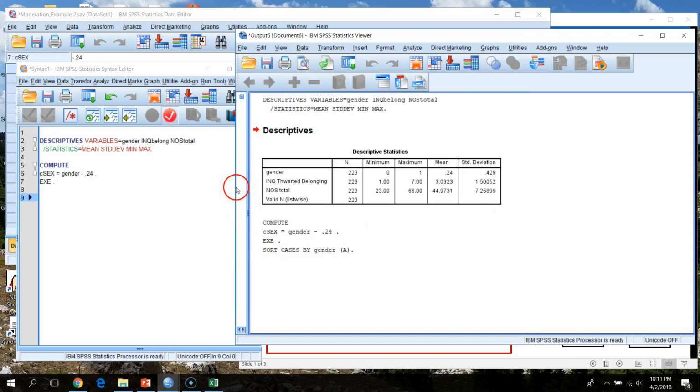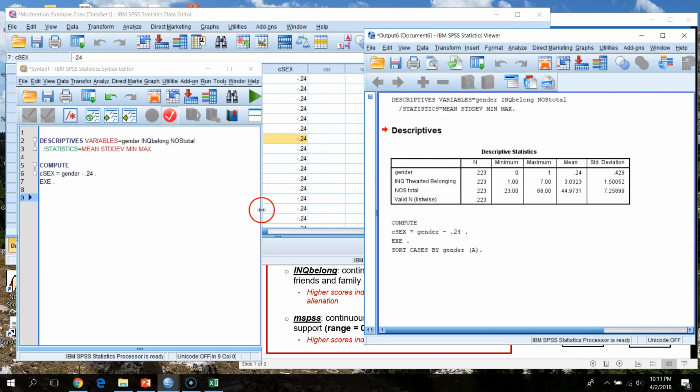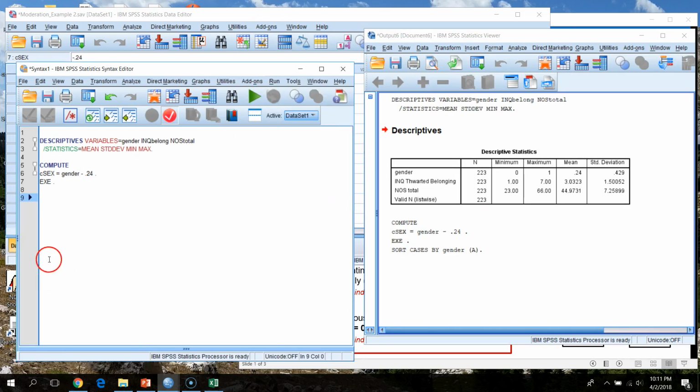The other thing I want to do, again for interpretation value, is center my other two variables. So I'm going to say compute. We're going to have centered belonging equal my belonging variable minus the mean of belonging, which is going to be 3.0323.